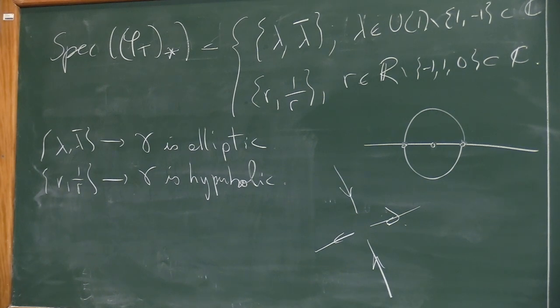When you have a Reeb orbit, you can always reparametrize, and then, of course, it's degenerate in that direction. So there is an eigenvalue 1 in that direction, yeah. Okay.